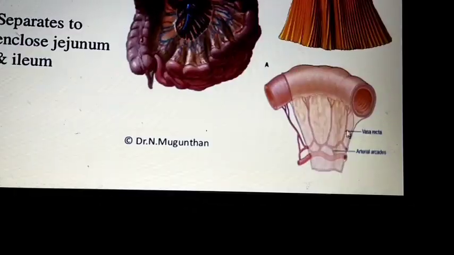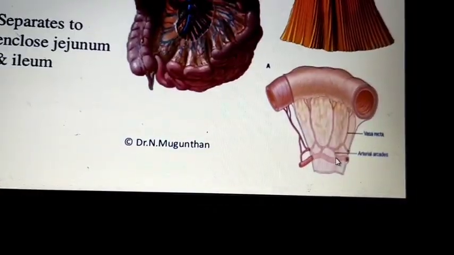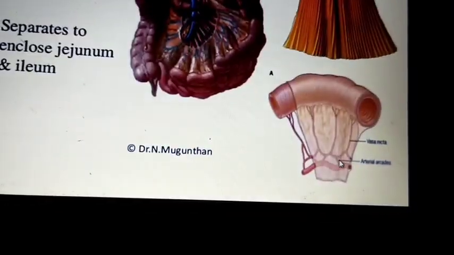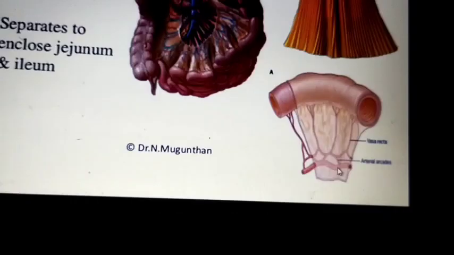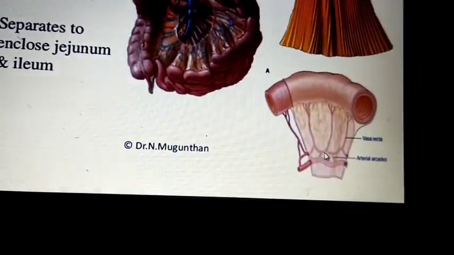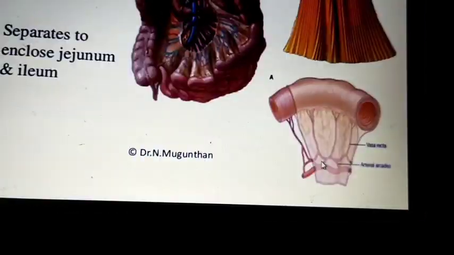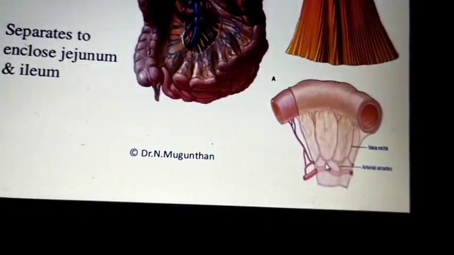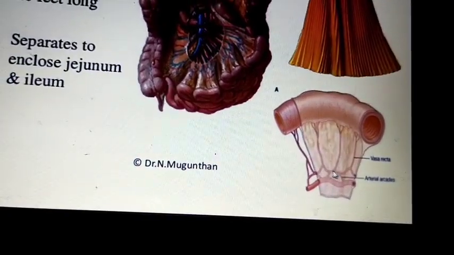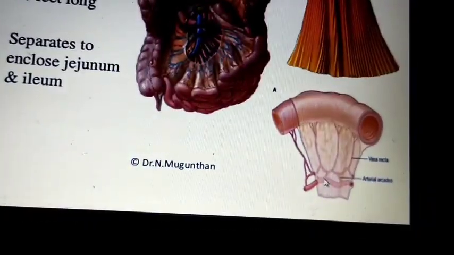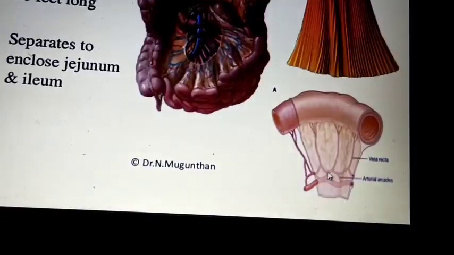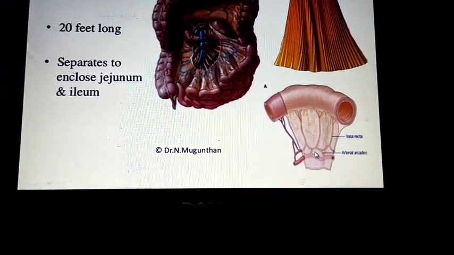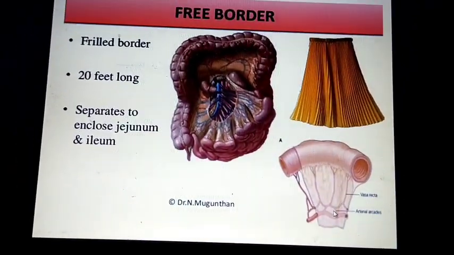These elongated branches are the vasa recta, and the arteries anastomose with each other and are bent like an arch. These are called arterial arcades. The arteries anastomose and form arches, or flexions. These are called arcades. Okay, you can go to the next slide.